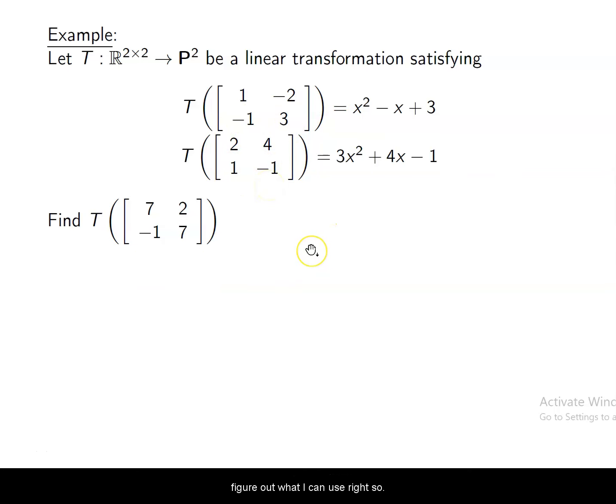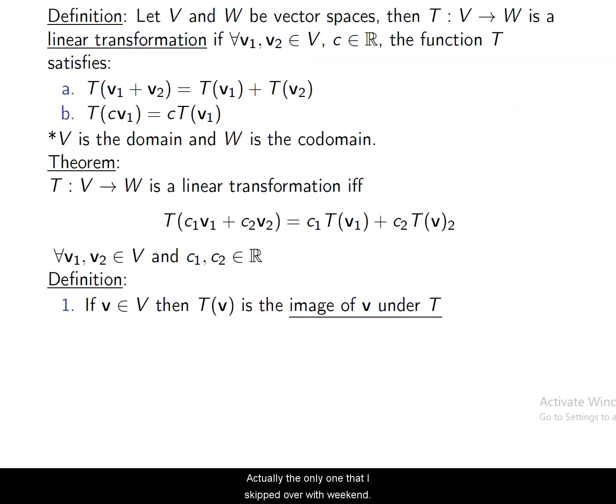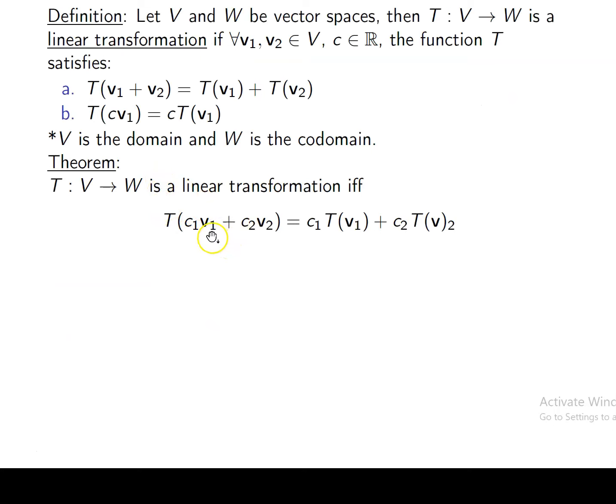So what I want to do is figure out what I can use, right? It's actually the only one that I skipped over way at the beginning, which is this property. The transformation of a linear combination allows me to separate this into the outputs times the scalar multiples that I had for my linear combinations. So I have inputs, and I have outputs for those inputs, but I don't have the linear combination for the vector that I want. So that's what I'm going to do.